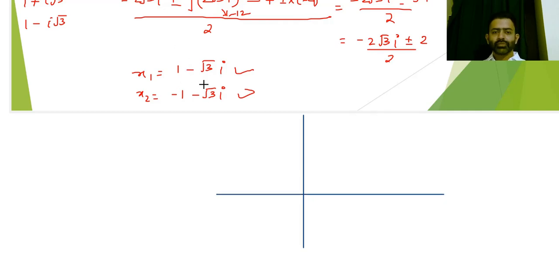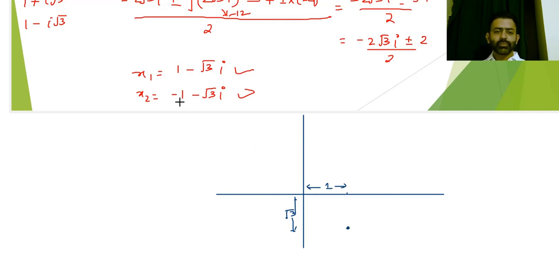Okay, so one point is 1 minus root 3i. This is, let us say, 1 and minus root 3. So x is 1 and minus root 3 is somewhere here. Yes. Okay, this distance is 1 and this distance is root 3. Okay, so this is your point.